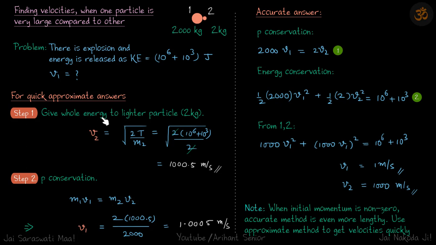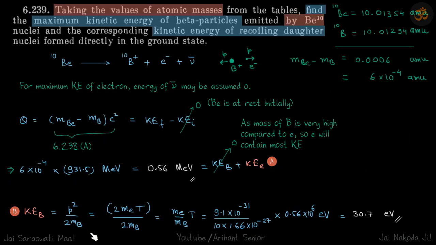Give the whole energy to the lighter particle and find the velocity of that lighter particle, and then by momentum conservation, find the velocity of the larger particle. So that's what we did here.